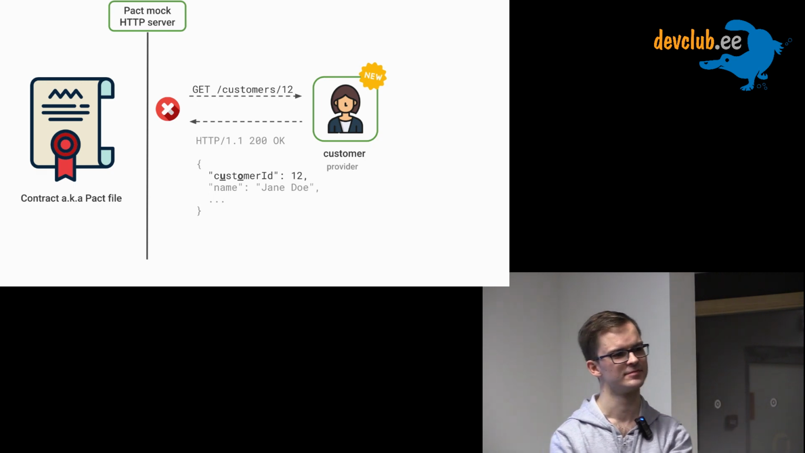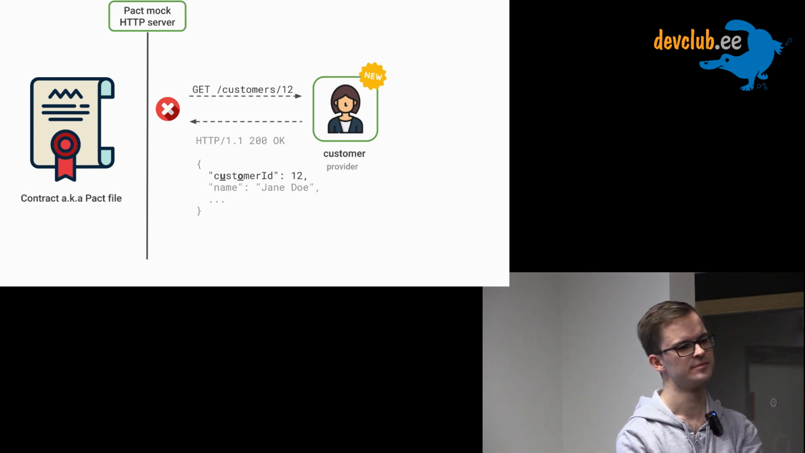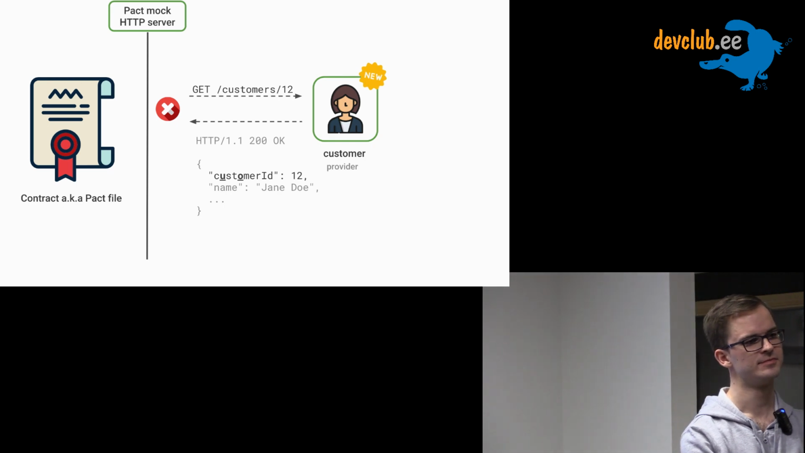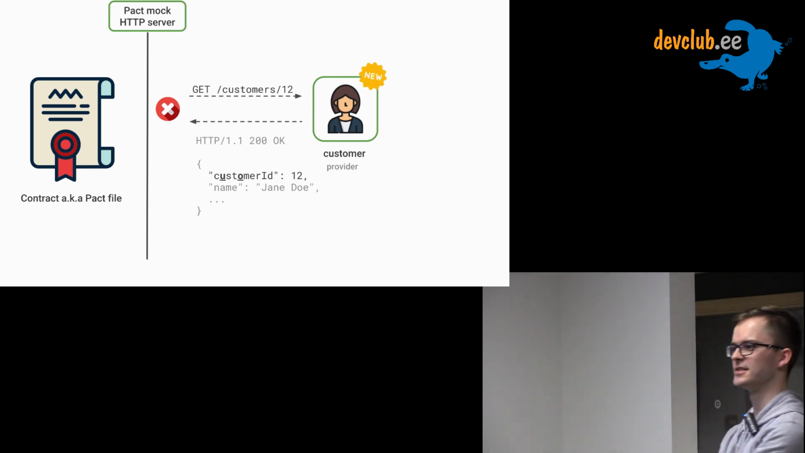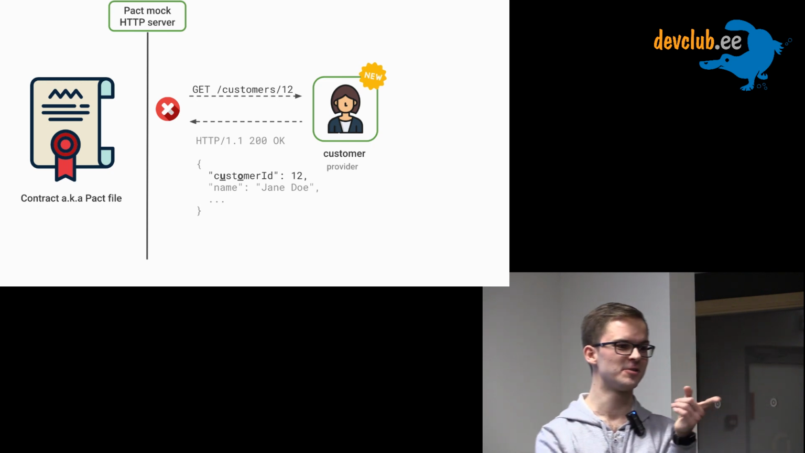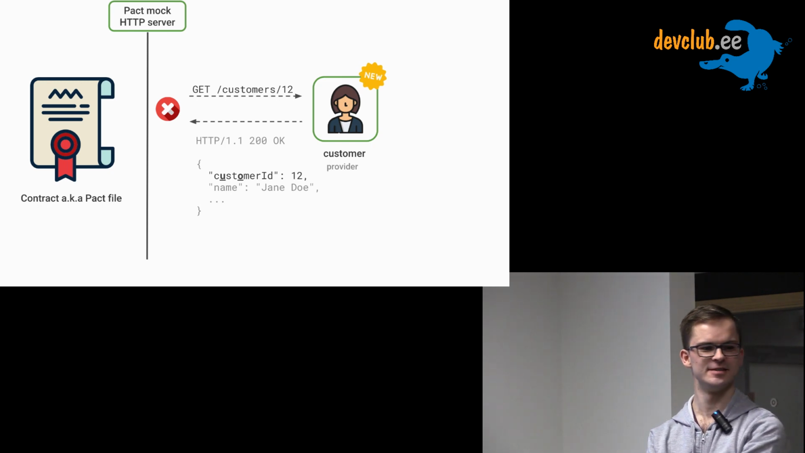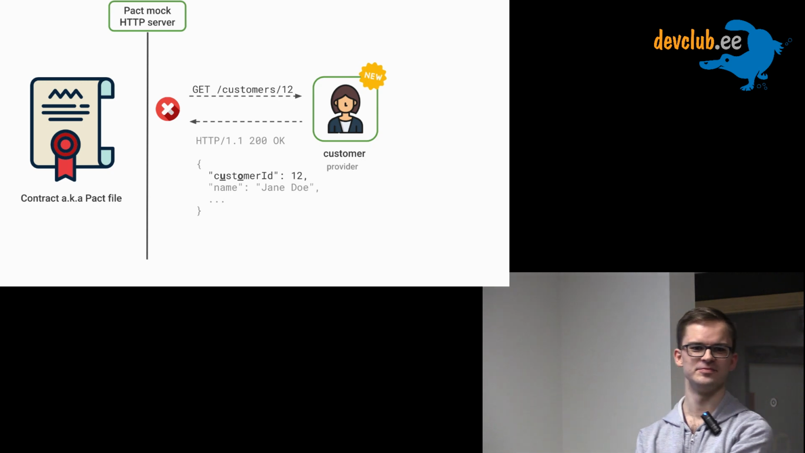So if the Pact file is not in my repository and it's some other service, they can change this Pact file whenever they want and my service will break. But then their service in production will break. But we will talk about that one as well.